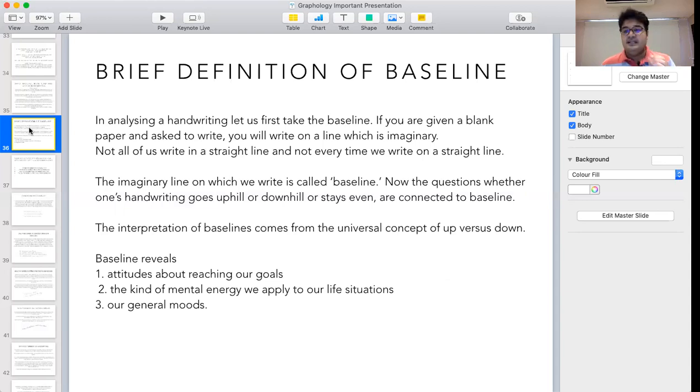The interpretation of baselines comes from the universal concept of up versus down. Baseline reveals attitudes about reaching our goals. Secondly, the kind of mental energy that we apply to our life situations. And third, our general moods, our feelings and our emotions.